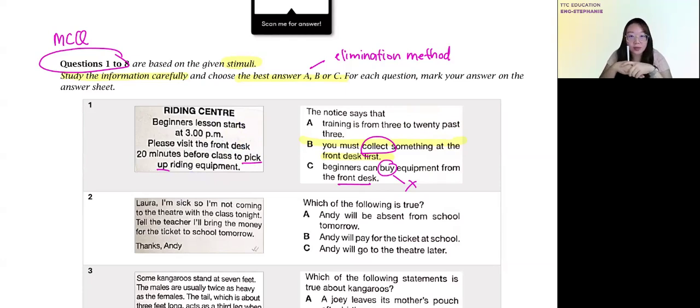And this one, 3 to 20 past 3, there's no such thing. It just says that lessons start at 3, it did not mention 3:20. The 20 minutes is before class, so the 20 minutes here also doesn't relate to the 20 past 3 about the training. So this is how you should try to use the elimination method first, then the best answer will stay.